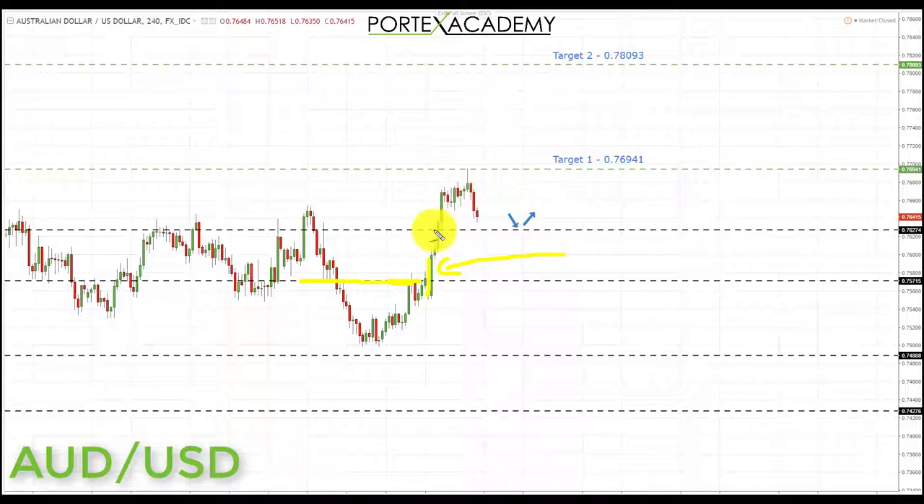And so we start this week having broken above the next key area of resistance to the upside at the 0.76274, and we are starting to correct back down and looking for this broken area of resistance to act as support. If we get this kind of price action, this would be a great place to start to look for bullish formations and patterns. We're going to be looking up towards the first target at the 0.76941. And if we get a breakthrough here, we'll be looking up towards the second target and the next key area of resistance to the upside at the 0.78093.